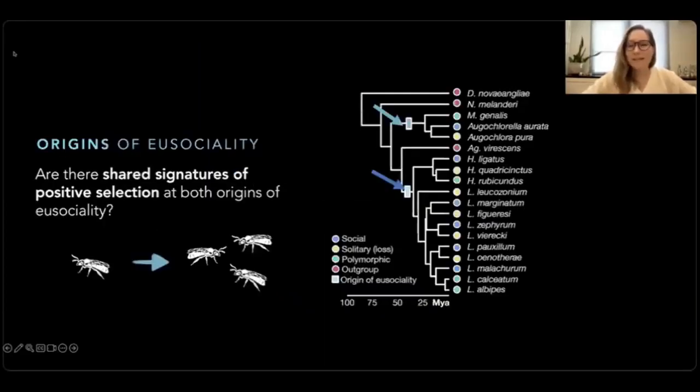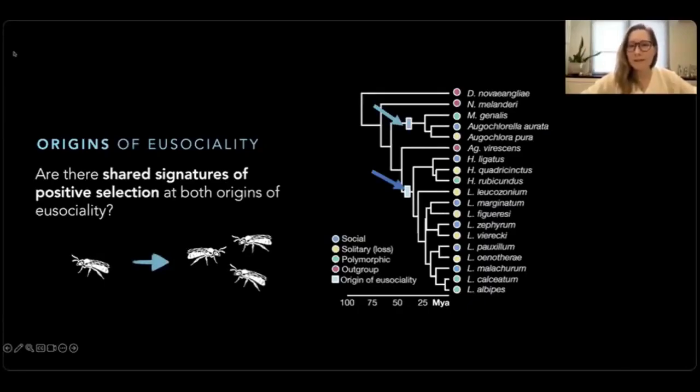So we haven't yet had a chance to dive into the newest assemblies, so I'm going to focus on the results that we have from the first set of genomes that we assembled. And using these chromosome-level assemblies, we limited our search to the one-to-one gene orthologs across each of these different species, so we could search for genes that show shared signatures of positive selection on the branches that represent these two independent gains of eusociality.